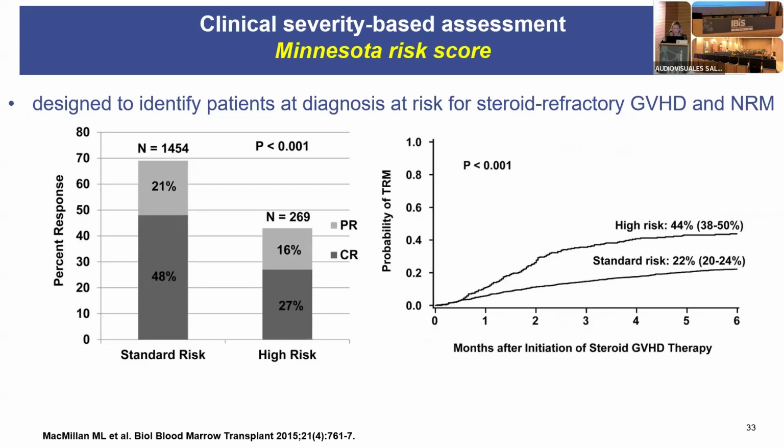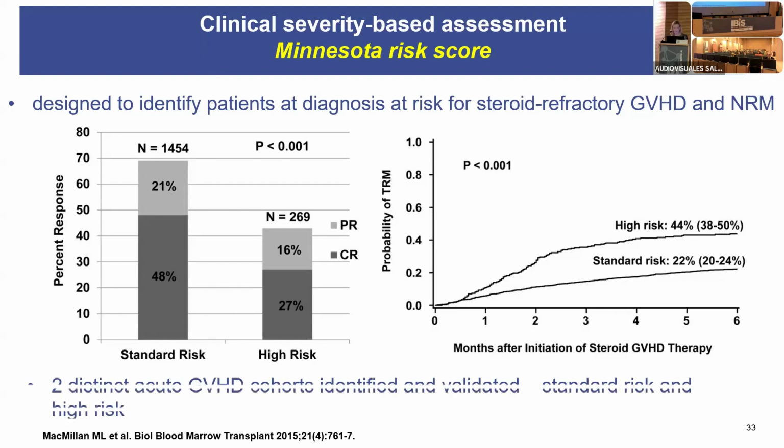So can we then stratify these patients further? Well, I've mentioned it already. There are different risk scores. There's the Minnesota risk score, which by the grading and staging of GvHD can stratify patients into high and standard risk patients. And this can identify patients at risk for steroid refractory GvHD and higher non-relapse mortality. And this has been validated and today is used in studies as well.